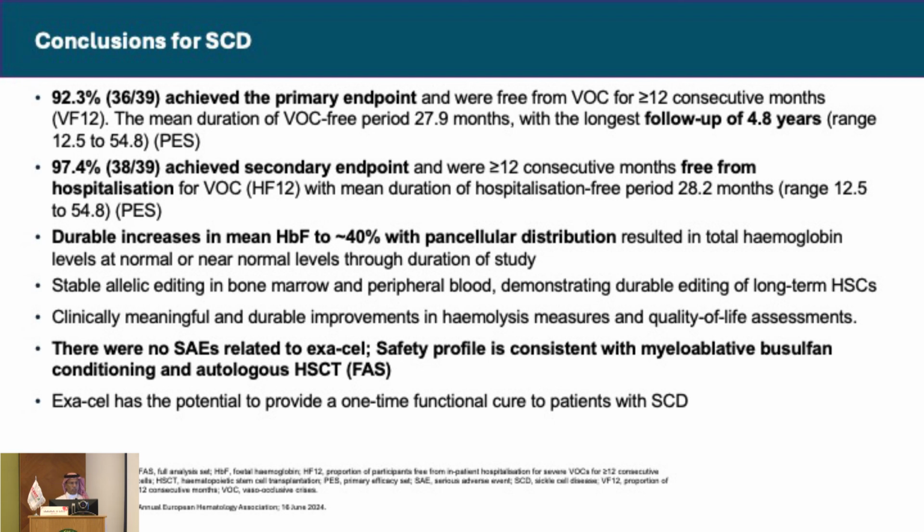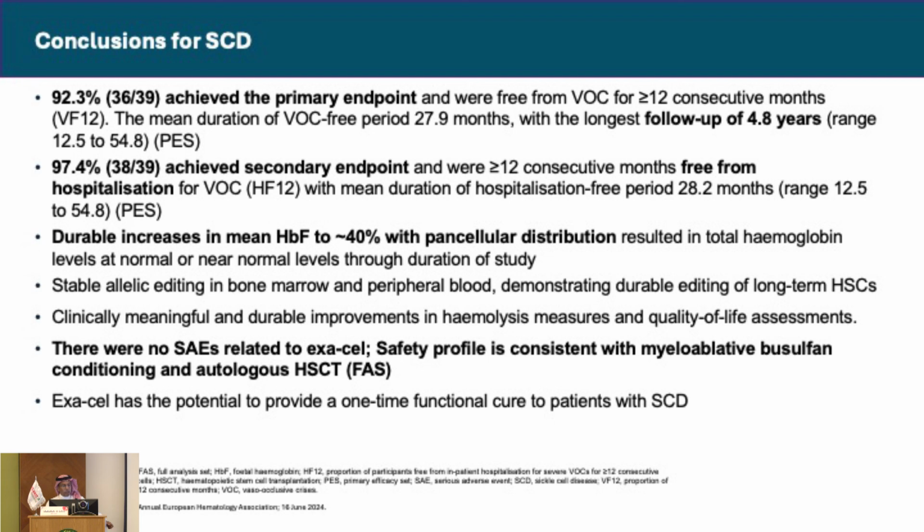So, in conclusion, for sickle cell, 92% achieved the primary endpoint and were free of vaso-occlusive disease for 12 or more months. The mean duration free of vaso-occlusive crisis was around 28 months, with the longest follow-up of up to 4.8 years. 97% achieved the secondary endpoint, free from hospitalization, with a mean hospitalization-free period of 28 months.